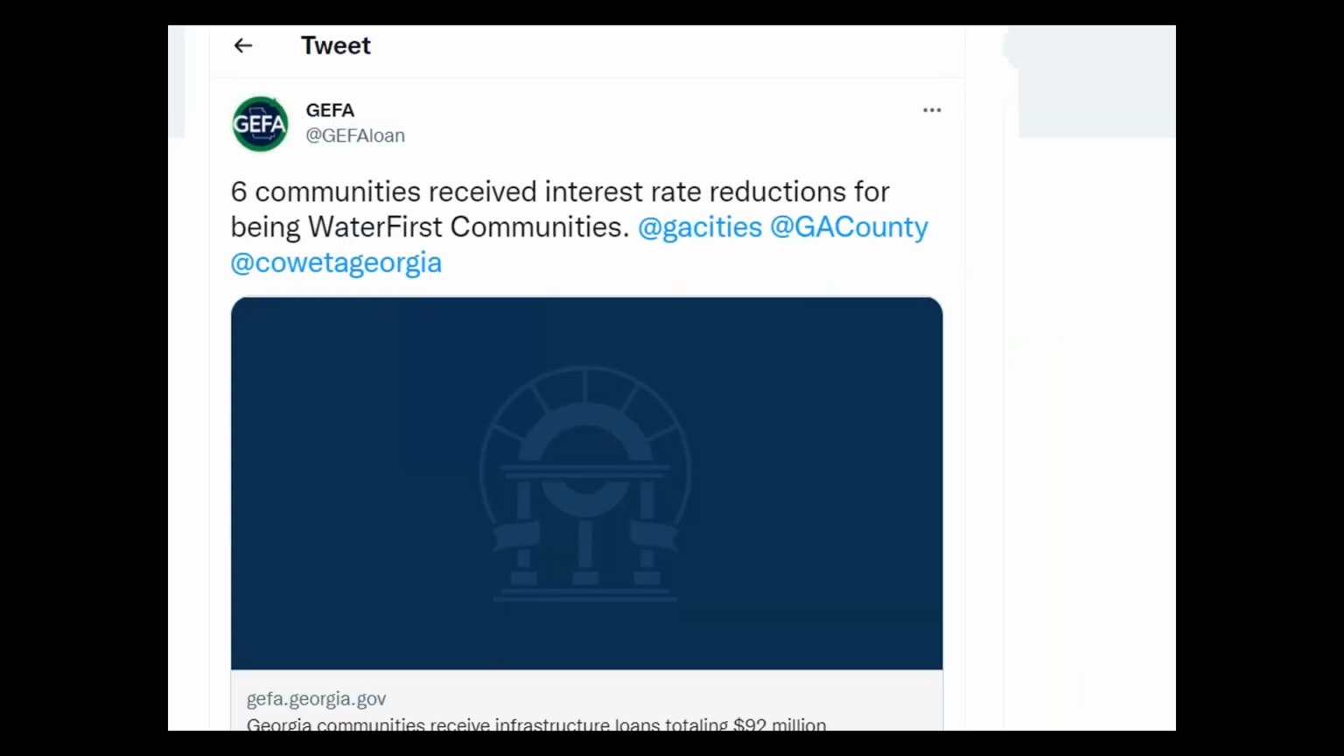So this was, I think, hot off the press. This was a tweet that I saw from GFA this morning. I'm not sure when it went out, but I noticed it this morning. I thought I would stick it in here.